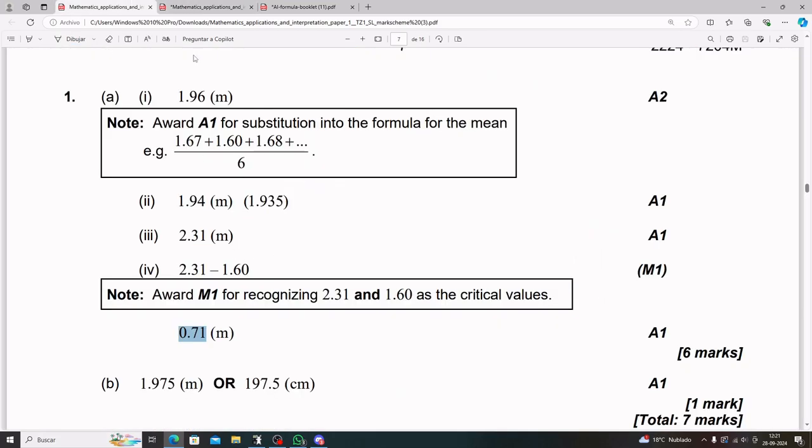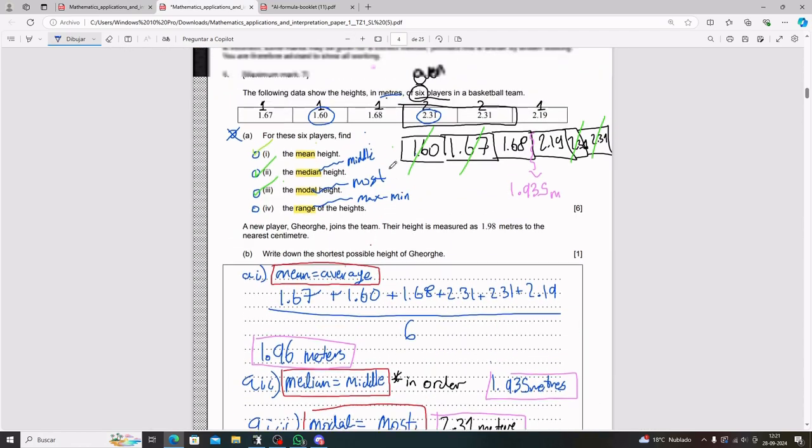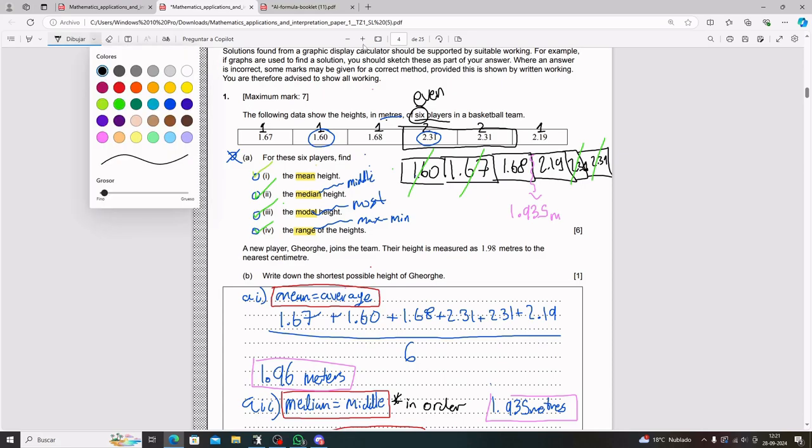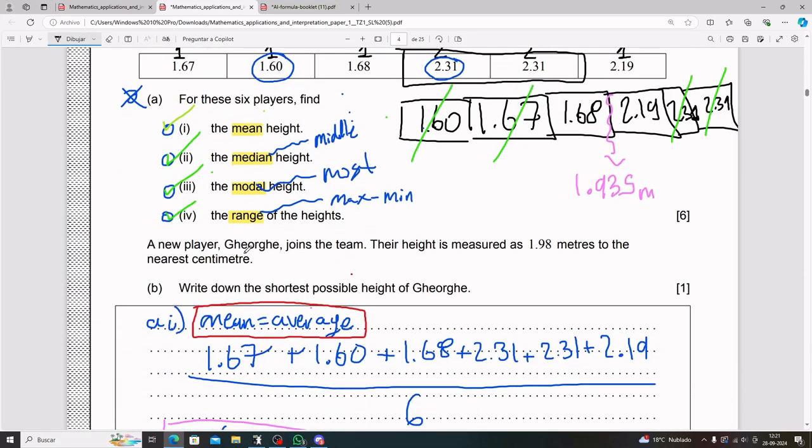See, yeah. Last but not least, we are moving on to part B, and for part B, what they tell us is that a new player, I'm actually not sure how to pronounce that, Jorge? George? Whatever. A new player, George of the Jungle, joins the team. Their height is measured as 1.98 meters to the nearest centimeter. For part B, this is a classic, by the way. I've noticed that IB really likes to ask these sort of questions now. You need to write down the shortest possible height of George.